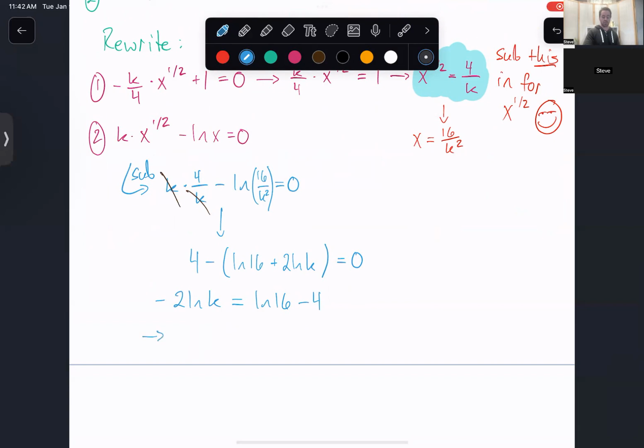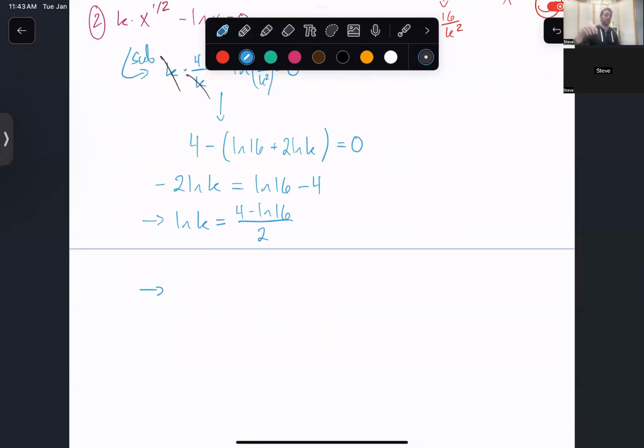I now want to get ln k by itself. That means I'm dividing by -2. Divide by -2 means what used to be minus is plus, what used to be plus is minus. So I can say this is, instead of ln 16 minus 4, it's 4 minus ln 16. Notice how that takes care of the minus sign part of it. Divided by 2. Almost there.